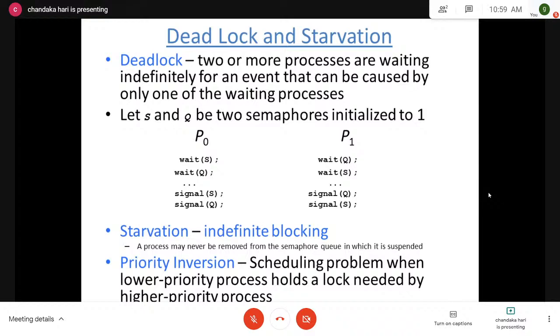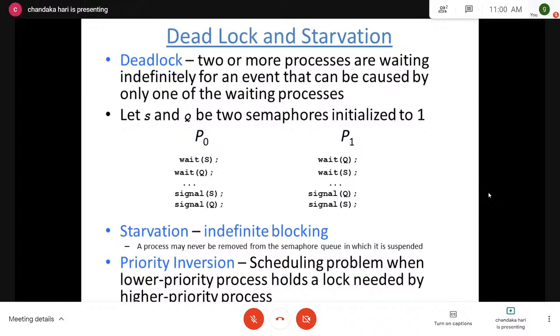What is this? P0 is holding S and waiting for Q, and that implies P0 is waiting for signal Q. Similarly, process P1 is holding Q and waiting for the semaphore variable S, which implies P1 is waiting for signal S. This one does not release S and that one does not release Q until their execution is complete, and these two processes enter into a deadlock situation. This is called indefinite blocking.